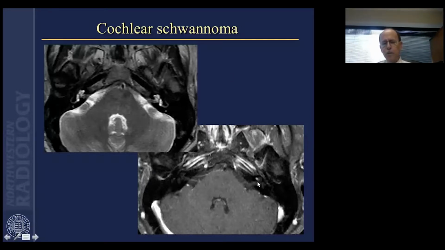Cochlear schwannomas may be small. Here's an enhancing cochlear schwannoma. You can barely make it out on the T2 weighted image. Probably you would have missed it here. It's iso-intense to the fluid in the cochlea.